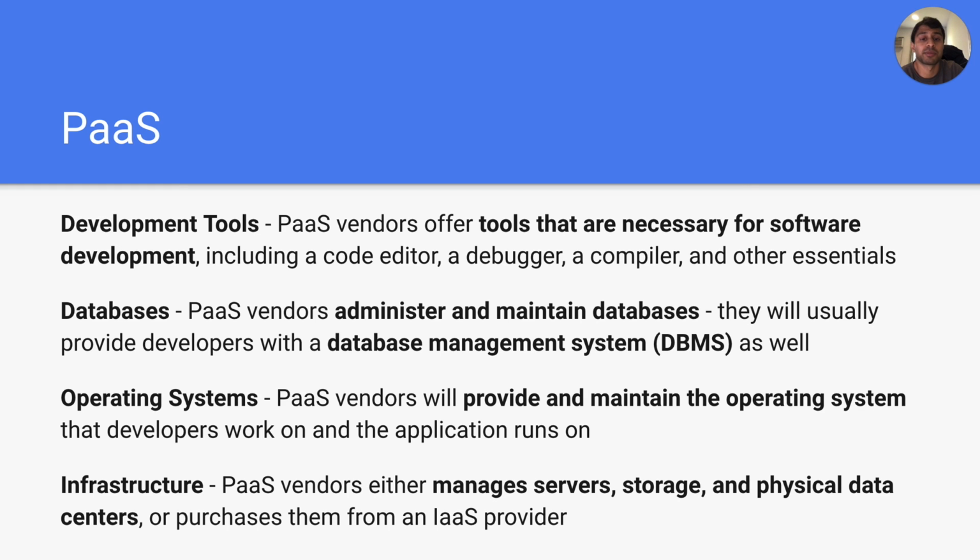So diving into some of the specific offerings within PaaS. The first is development tools. PaaS vendors offer a variety of tools that are necessary for software development, including a source code editor, a debugger, a compiler, and other essential tools. These tools may be offered together as a framework. The specific tools offered will depend on the vendor, but PaaS offerings should include everything a developer needs to build their application. The next big one is databases.